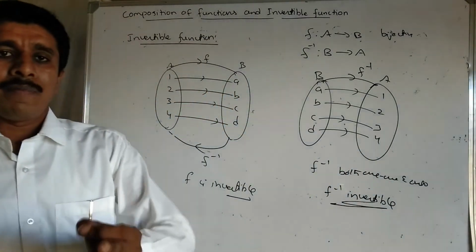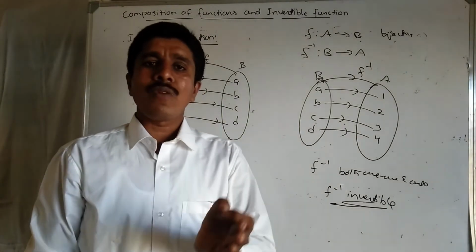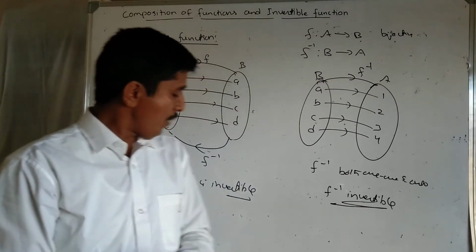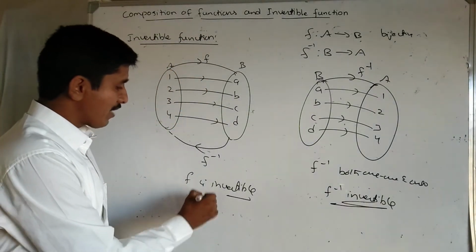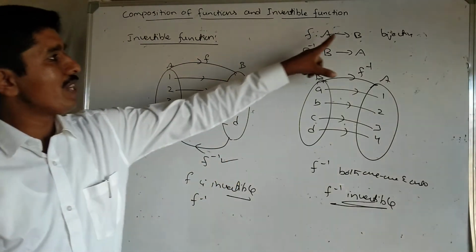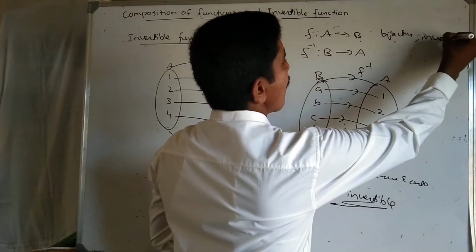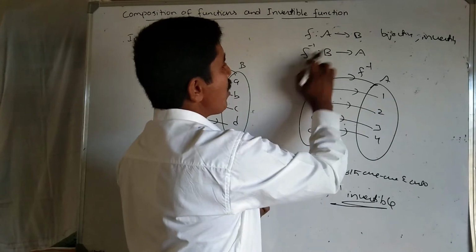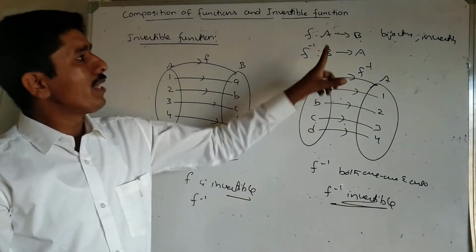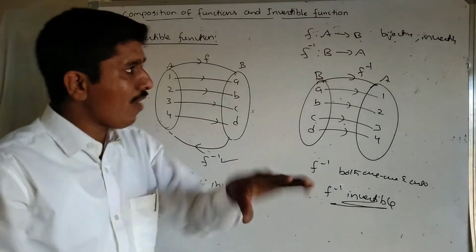Invertible. Simply, what does an invertible function mean? If f is both one-one and onto, then f is said to be invertible. If f is invertible, then f inverse exists. Here f from A to B is a bijective function, so clearly it is invertible. Its inverse exists, f inverse from B to A. Got it?